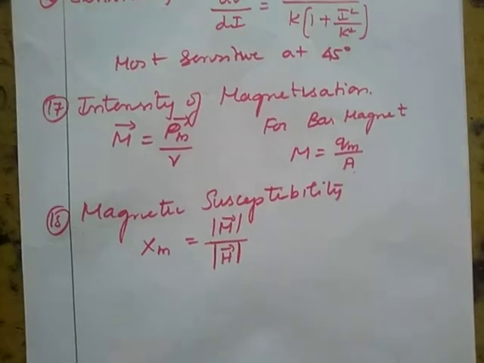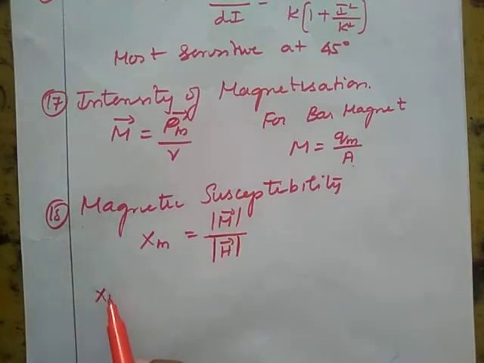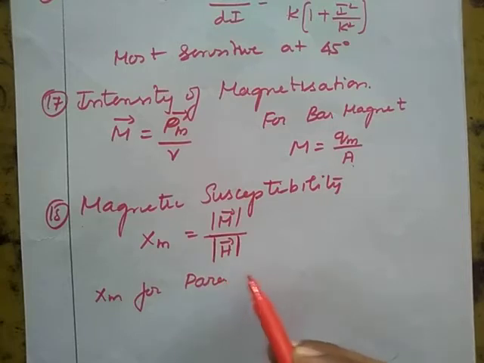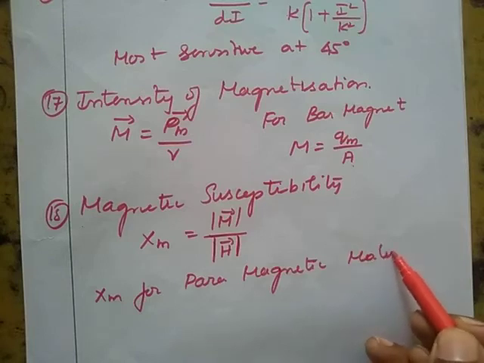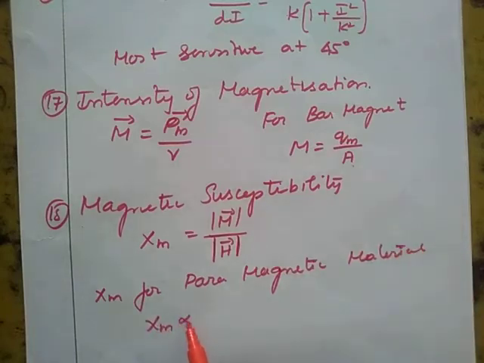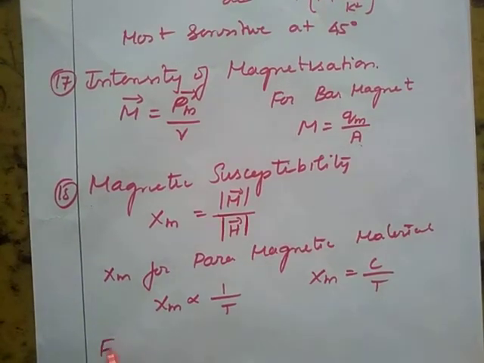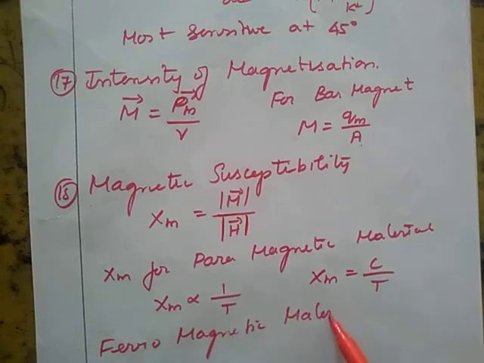Then the susceptibility for a paramagnetic material. Chi m for paramagnetic material is proportional to 1 by T, that is inversely proportional to temperature. If temperature increases, susceptibility decreases, then chi m can be written as C by T. Here C is the Curie constant. For ferromagnetic material, the susceptibility can be written as chi m is equal to C by T minus Tc.